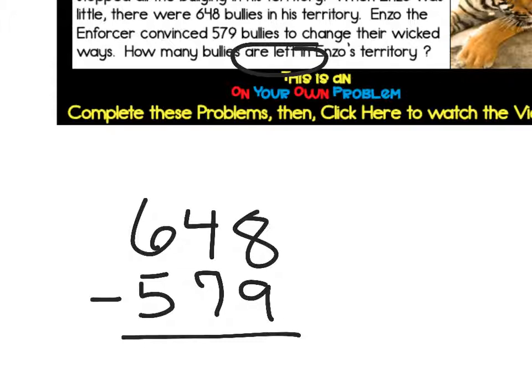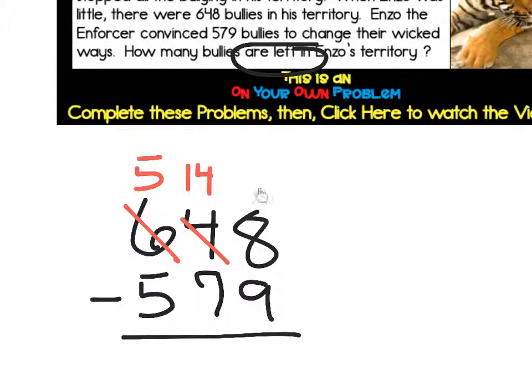So I'm going to borrow from this 6. So I'm going to borrow a group of 10. I'm going to turn that into 5 and borrow a group of 10 to turn this into 14. Then I'm going to look over here. Oops, I got to cross that 4 out, right? Because we're working with the 14, not the 4.